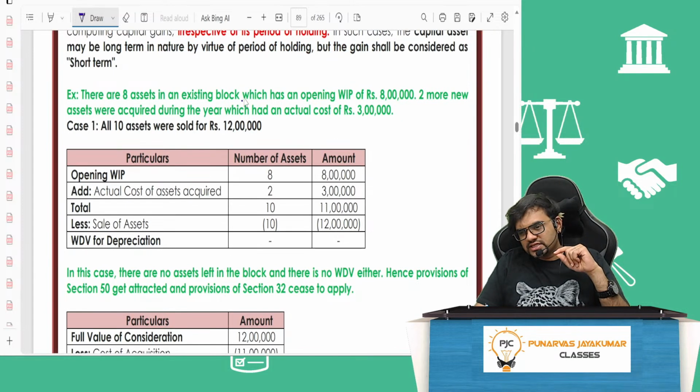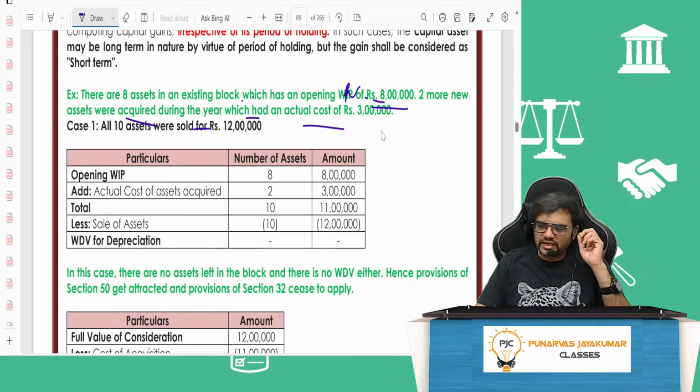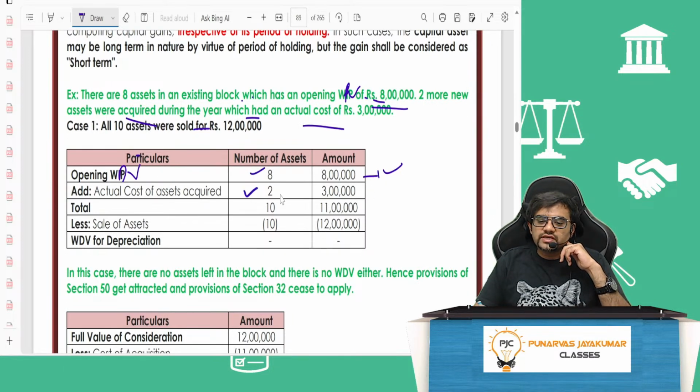There are 8 assets in an existing block which has an opening WDV of 8 lakh rupees. 2 more new assets were acquired during the year which had an actual cost of 3 lakh. Opening WDV, no WIP, opening WDV 8 lakh, 8 assets. 2 assets were added for 3 lakh. Total 10 assets at 11 lakh. All 10 assets were sold for 12 lakh.